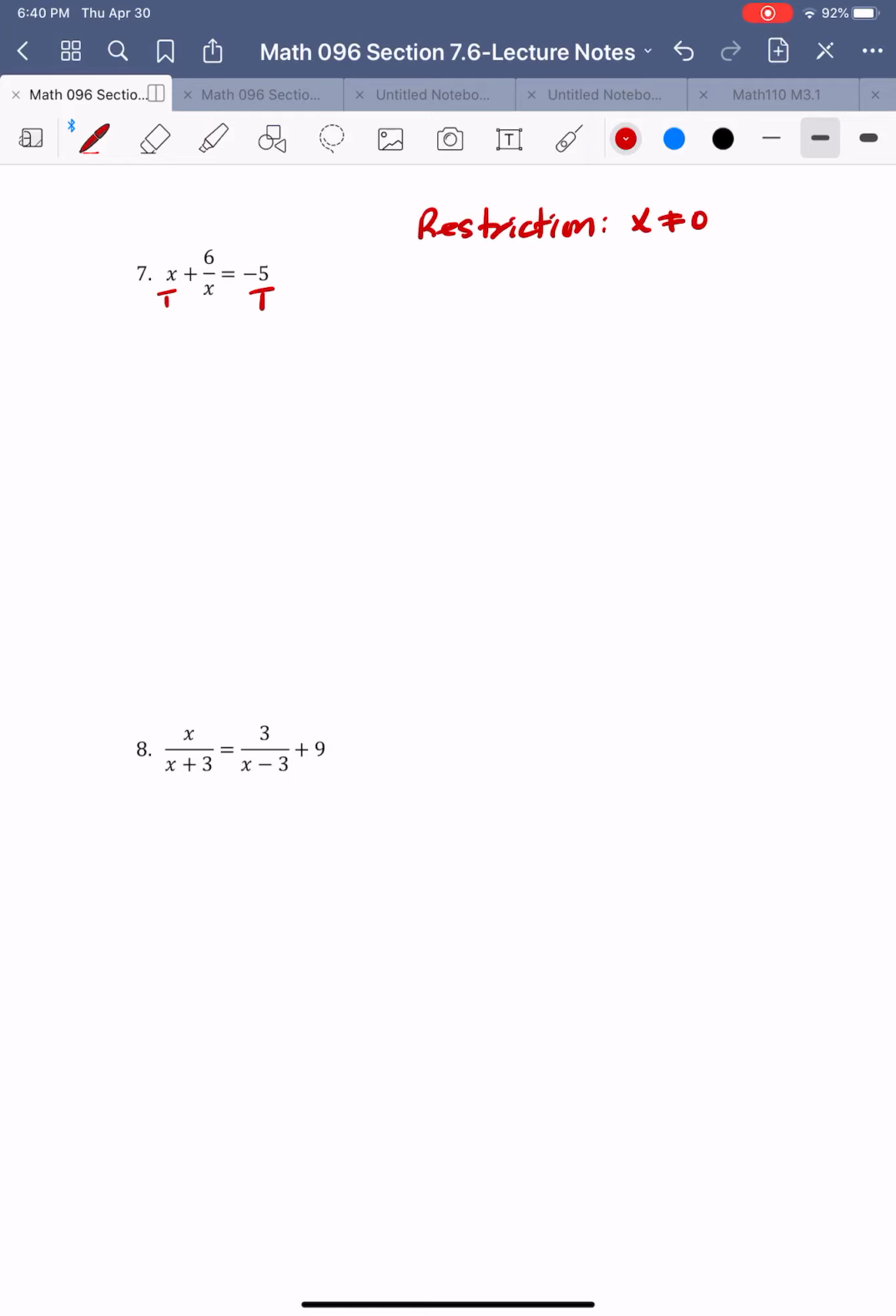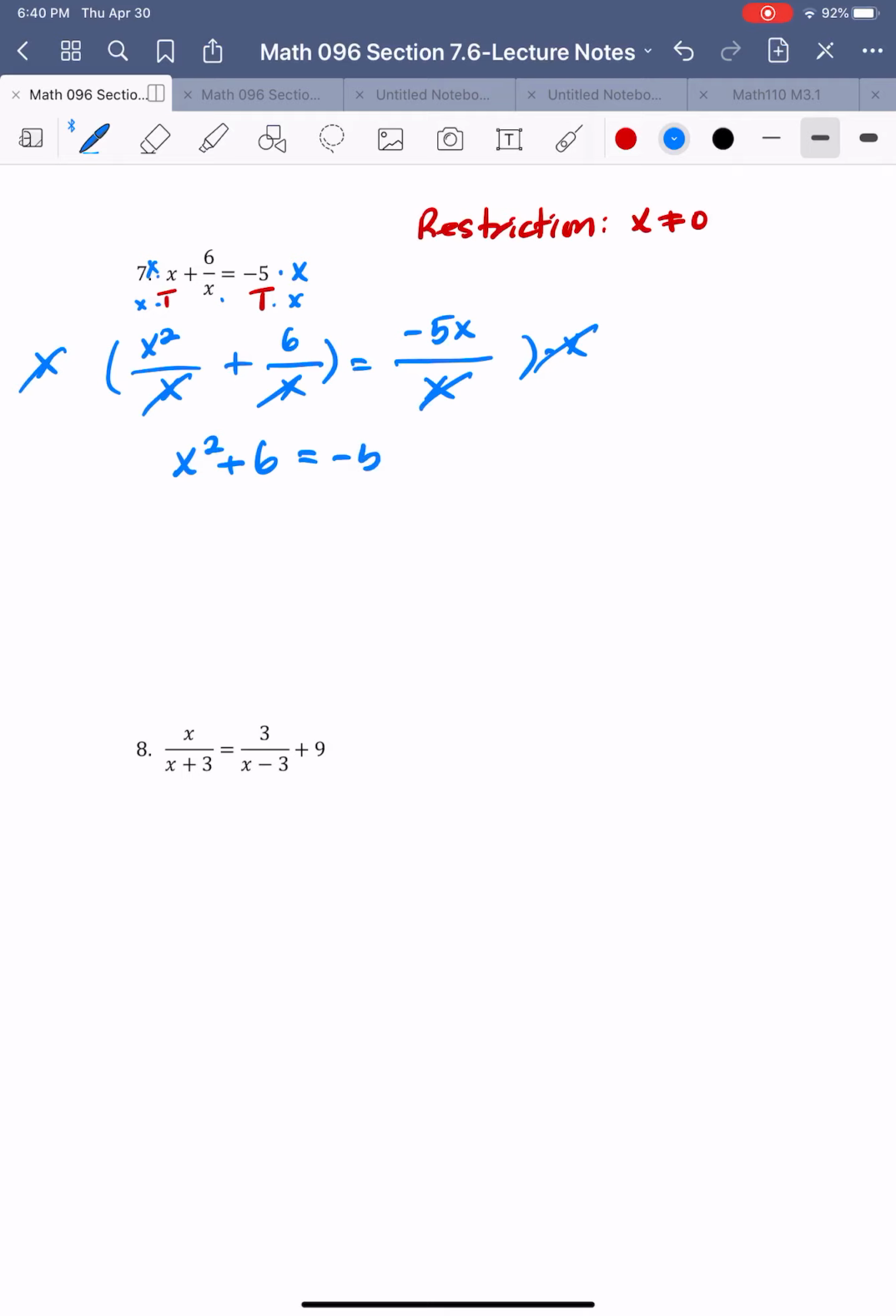Now, the LCD between the 1 and x is x, so I'm going to make the denominator x. For x, 1 goes x times, which is x squared. x stays, and 1 goes x times, so I get negative 5x. Then multiply by x on both sides, and it cancels all the denominators. So you get x squared plus 6 equals negative 5x.